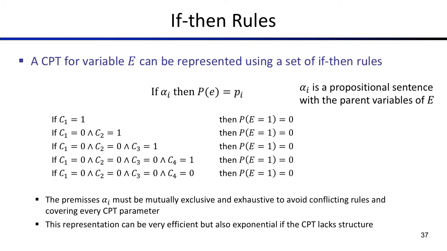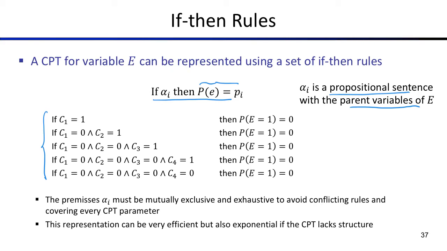A very similar representation is if-then rules, and in this case, we model the CPT using tests, and these tests are propositional sentences using the parent variables of the node. So the test has this form here. If the sentence alpha I is true, then we conclude that the probability for the CPT is P I.